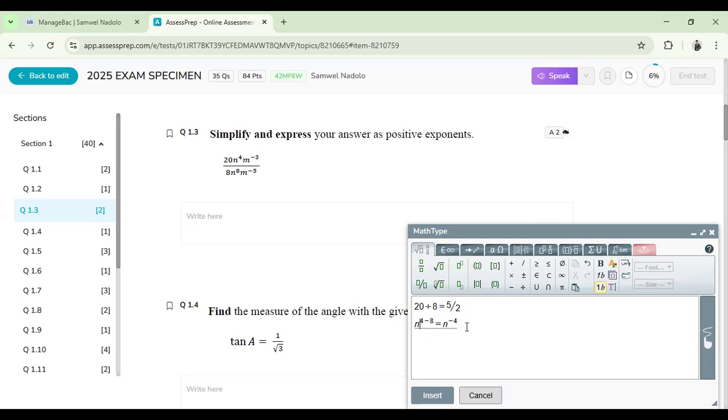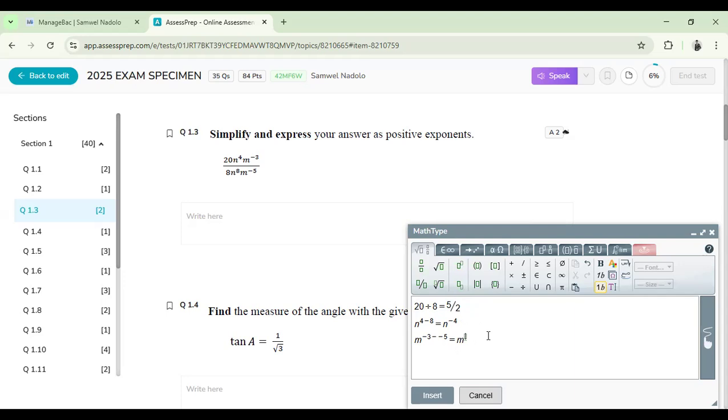And then you're going to move down here. We do the same for m. So we are dividing m also. So note that we are supposed to subtract the powers. So minus 3 minus minus 5. This will be equal to m. Write the sign up there. I'm using this sign for powers.